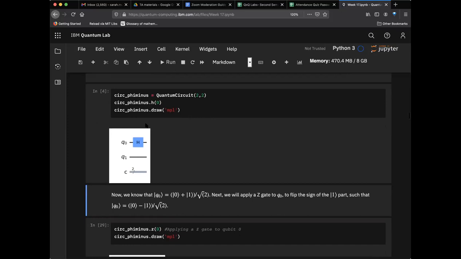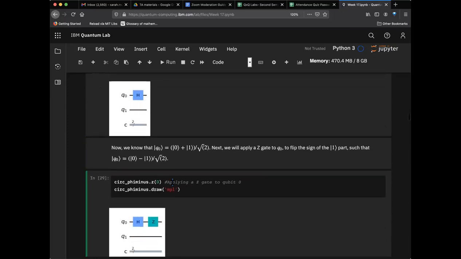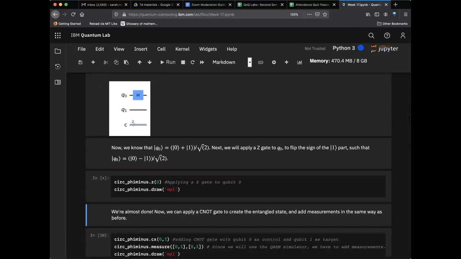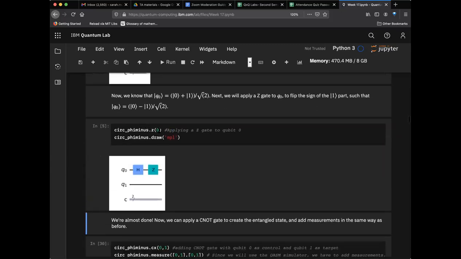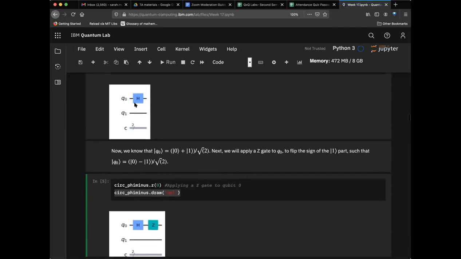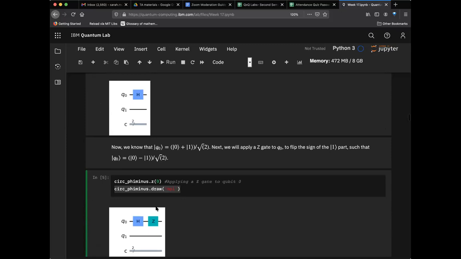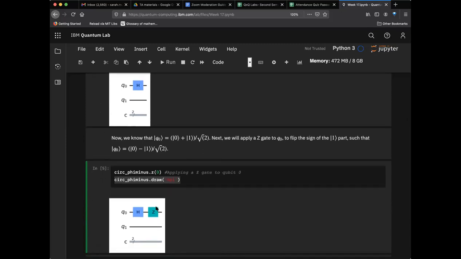Now we want to add our relative phase for this state, so we're going to add a Z gate to qubit 0. All we're doing here is adding that Z gate and then drawing the same circuit again. You can see we just added a Z gate between these 2 plots. And then finally, I guess you probably already saw the hint or the answer, since you also have the notebook open, but we now need to actually entangle our 2 bits.